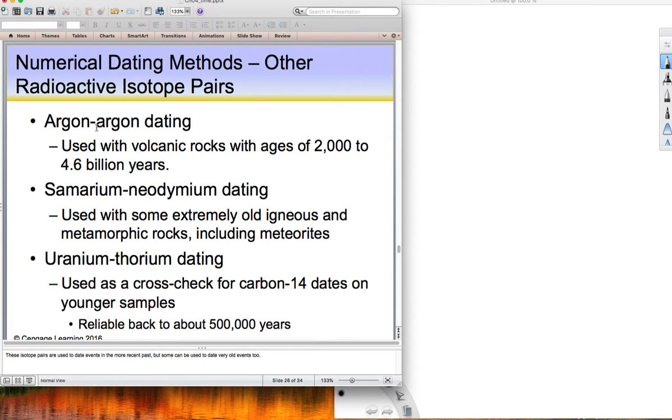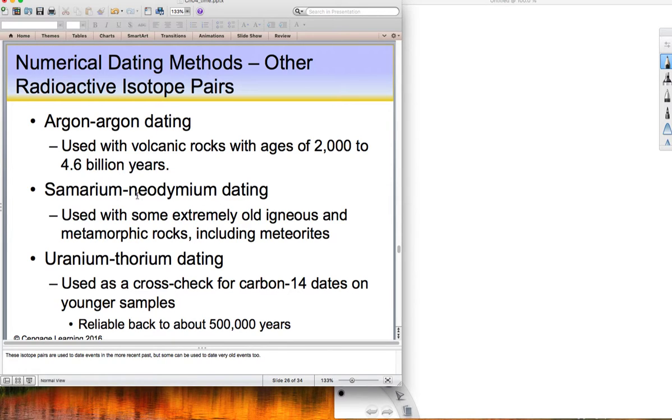We talked about potassium-argon, but we didn't talk about the argon-argon dating method. So argon-argon is similar to potassium-argon. In this case, we're using that to date volcanic rocks anywhere from 2,000 to 4.6 billion years. One of the problems with the argon-argon system is that these are both gases, so we can get some loss of either parent or daughter product there.